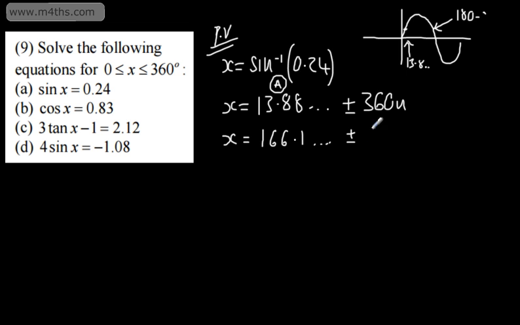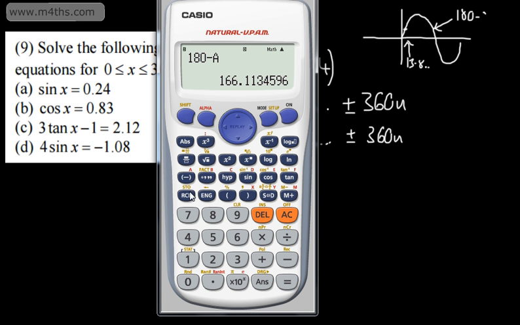Plus or minus 360n. I'm going to store this as B. Again, we don't need to, but if I had any other calculations, which we'll see later, then we can always call these back rather than truncating answers. So I can quickly bring back A, which is 13.9 to 1 decimal place, and I can quickly bring back B, which is 166.1.